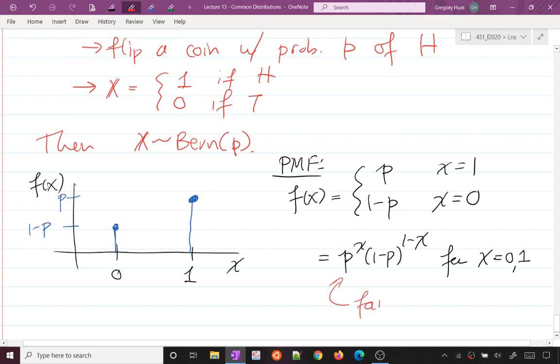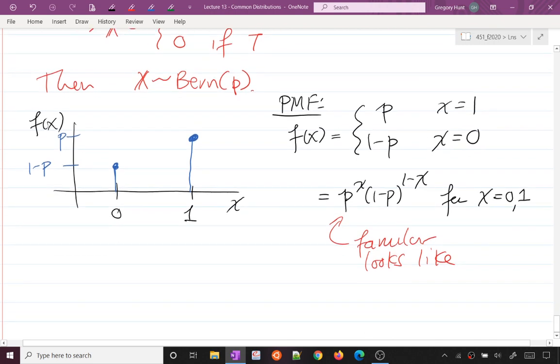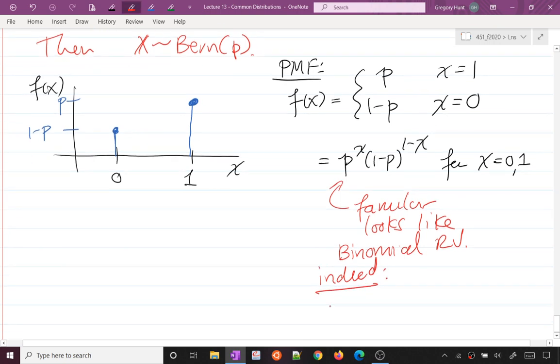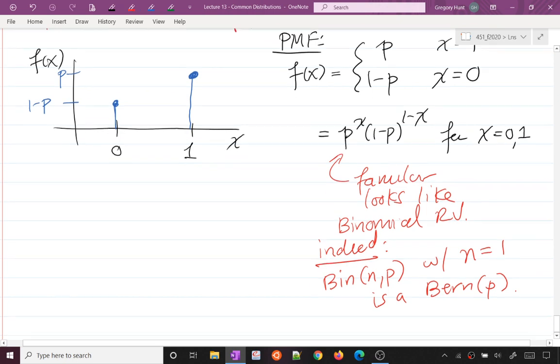This is familiar. It looks like a binomial random variable. And indeed, a binomial n, p with n equal to 1 is a Bernoulli p. So binomial is a generalization of Bernoulli. So we've actually seen a lot of facts about this distribution before. This is just a really simple case where instead of doing n coin flips, I just do one coin flip.